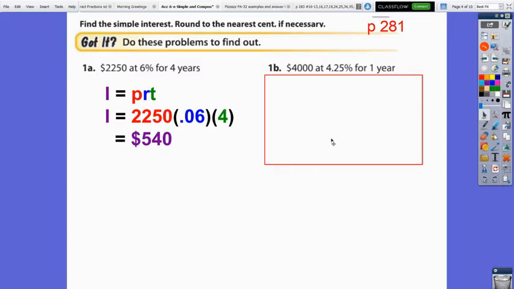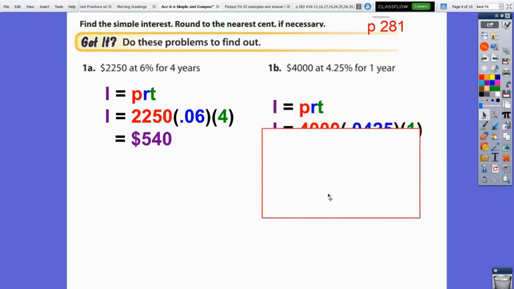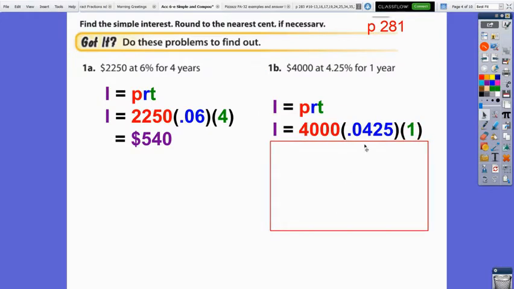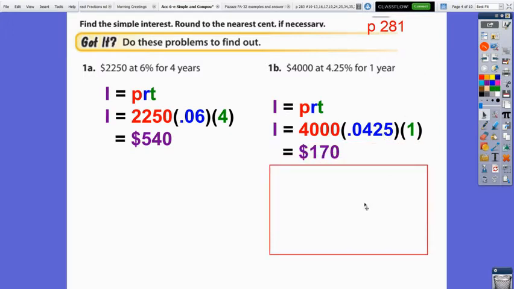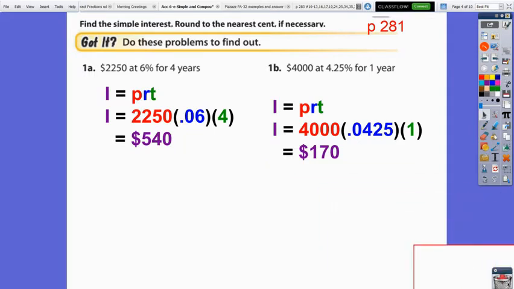1B, $4,000 at 4.25% for 1 year. 4.25%, 0.0425. Do not round any of these off. Only round the final answer to the nearest cent, typically. And this one comes out to $170. All right, so hopefully you're fine. These are very quick, these simple interest, calculate the interest problems.